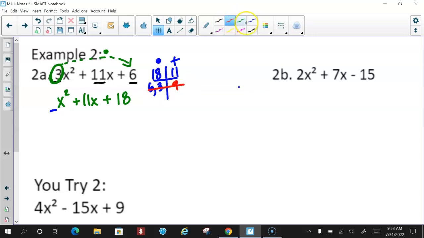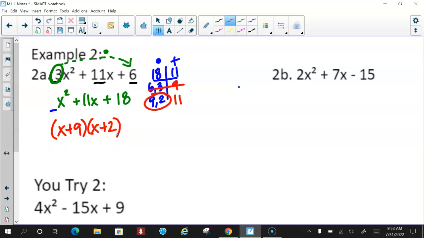So I know that's not it. Let's see, what other factors? Well, 9 and 2. What's 9 plus 2? 11. So positive 9, positive 2. So I've got x plus 9 and x plus 2.